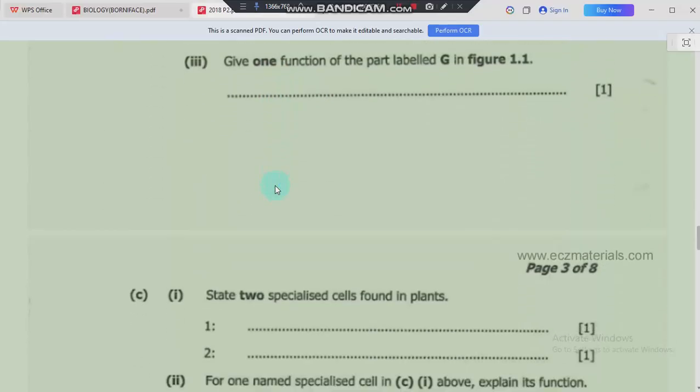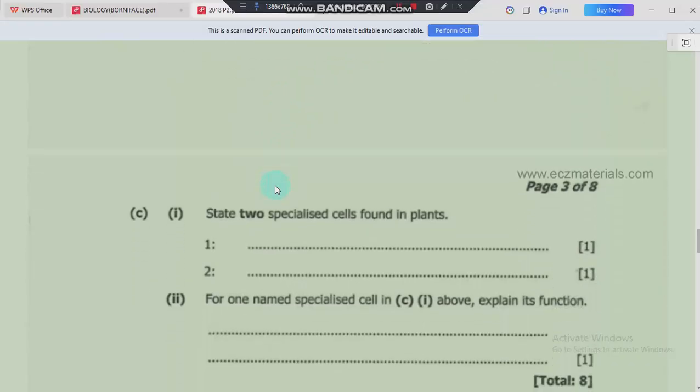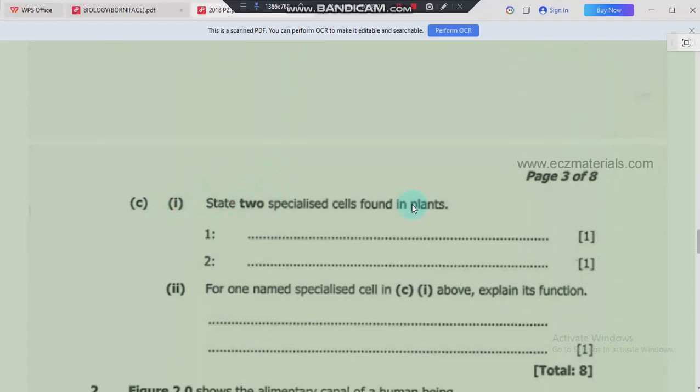So let's go to C1 and 2. C says, state 2 specialized cells that are found in plants. We know in plants we have the root hair cells and we also have the guard cells. And then, for one named specialized cell in C1 above, explain its function. I'll pick the simplest, which is the root hair cell. The root hair cell helps to absorb water and mineral salts.